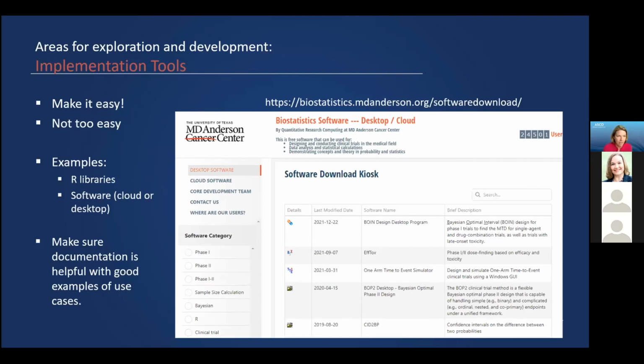So you want to make it easy for people to use. And I joke here, not too easy. We as statisticians want to make sure that we're involved in the trial design and the analysis. And if you make it too easy, not that we'd be out of a job, but we worry about designs that don't incorporate all the necessary assumptions. So you want to go fully forward with ensuring that the method that you develop or that you're using is able to be used by others, and that includes making documentation with good use cases for others to use.